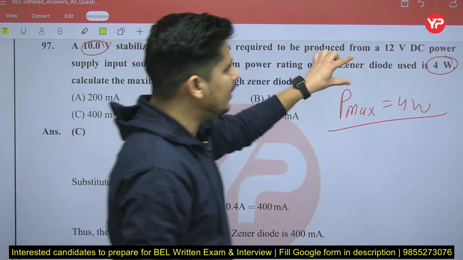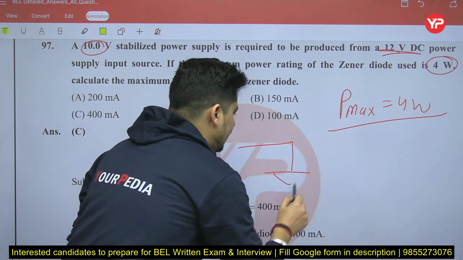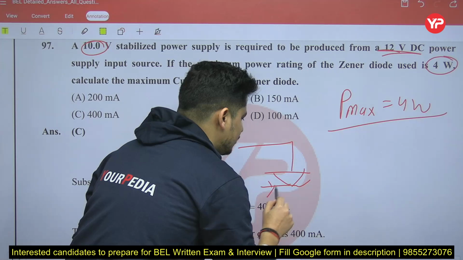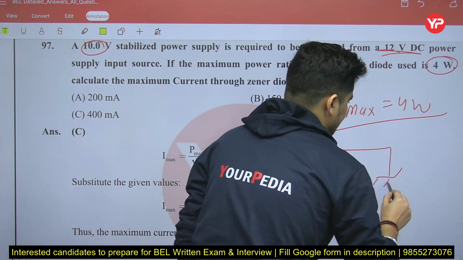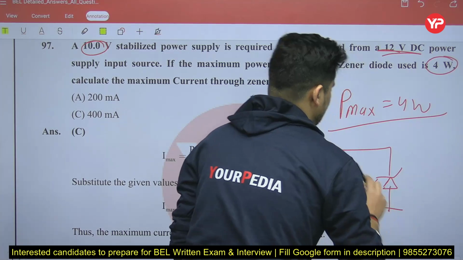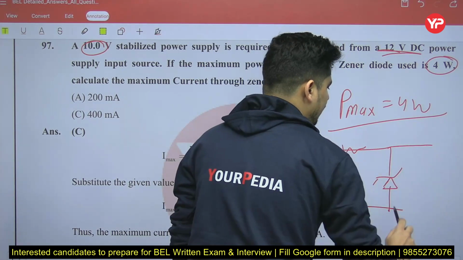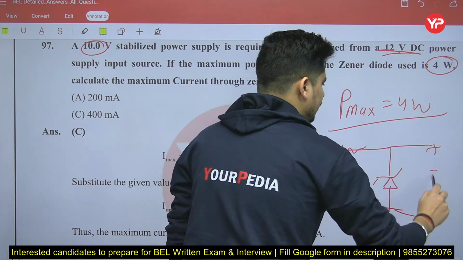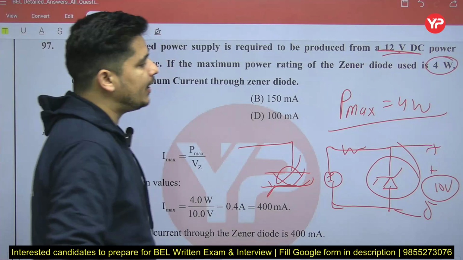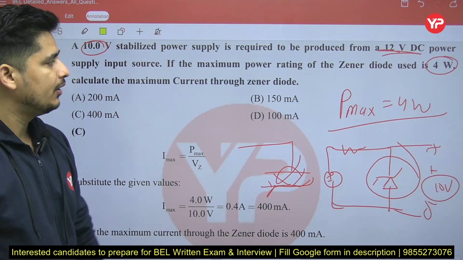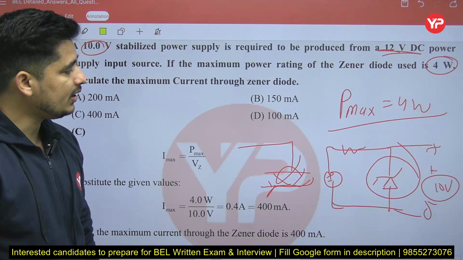When you are applying a 12 volt DC supply, let us take your Zener diode like this. You have a Zener diode here, a resistance here, and a 12 volt battery here. So it will provide you with a constant voltage of 10 volt here. So basically the voltage across this Zener diode is 10 volt, and the maximum power it can absorb is 4 watt.